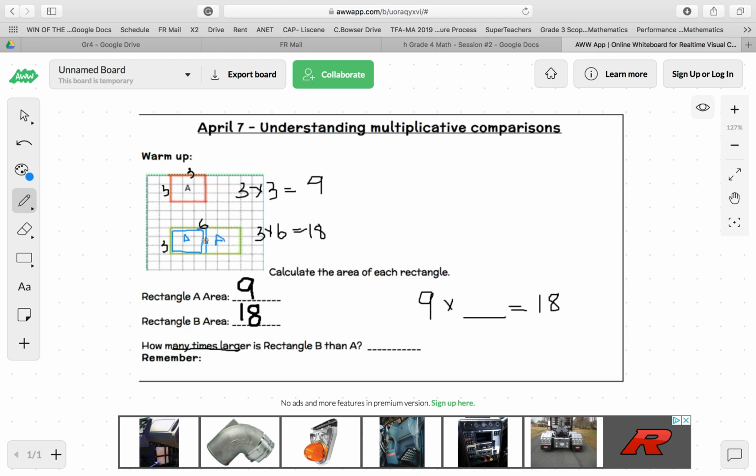So this is double the size. So if we double, we know we multiply by 2. So 9 times 2 equals 18. So how many times larger is it? It's 2 times larger because we know that 9 times 2 equals 18.